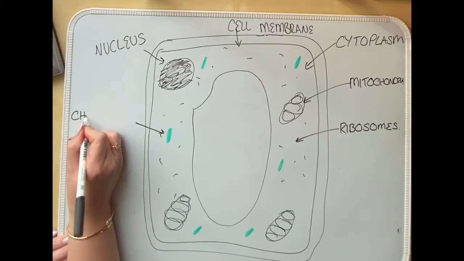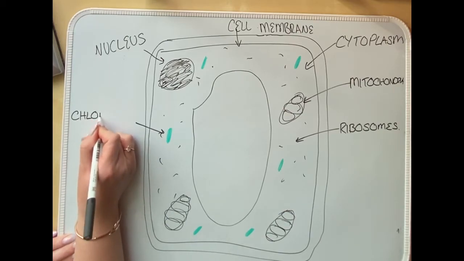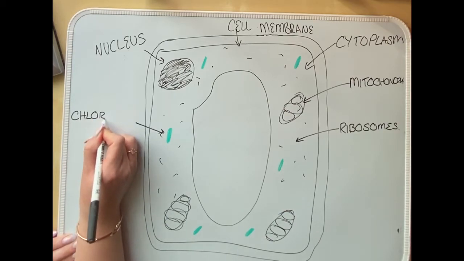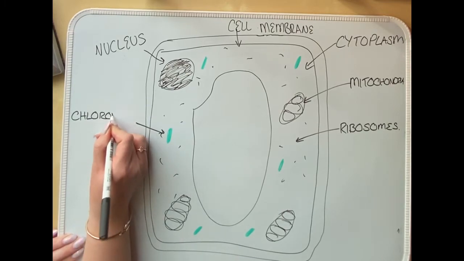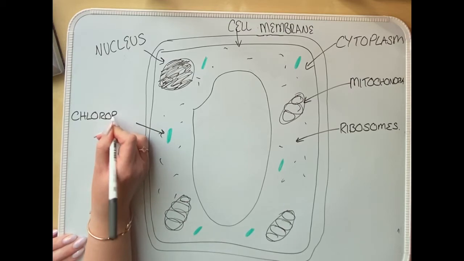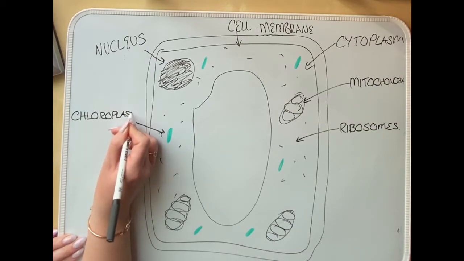Photosynthesis also occurs in the chloroplasts. Photosynthesis allows plants to create energy or food. The equation for photosynthesis is carbon dioxide plus water goes to oxygen and glucose. Glucose is a form of energy, it's a sugar.